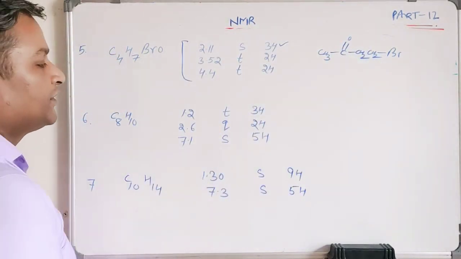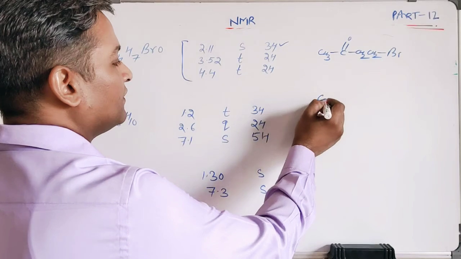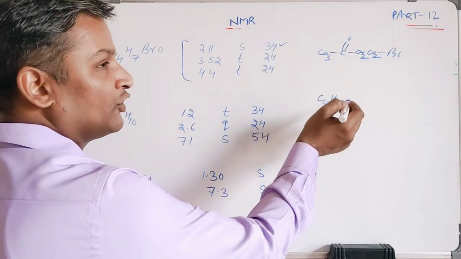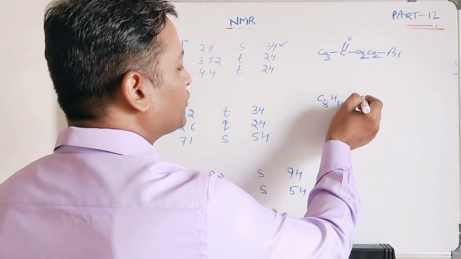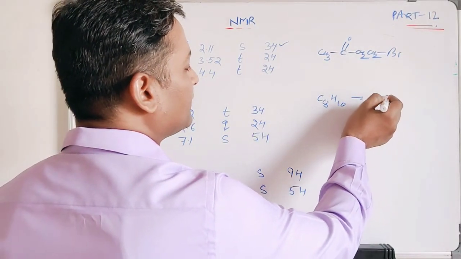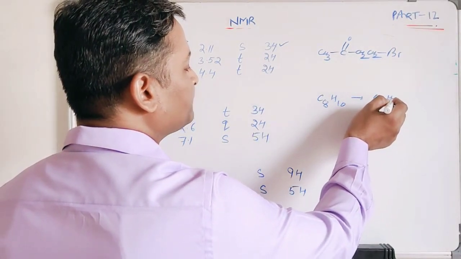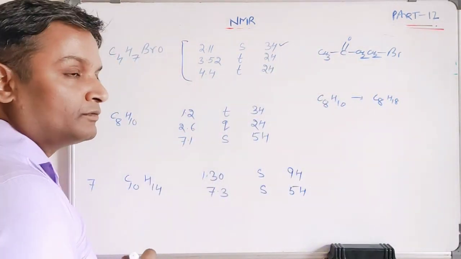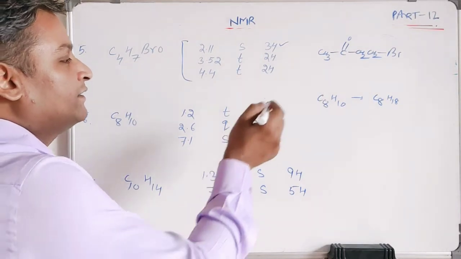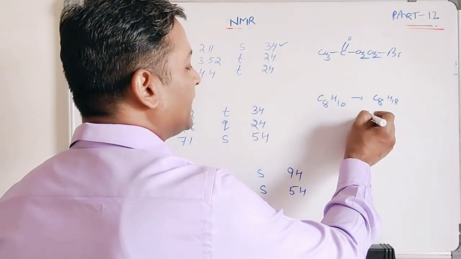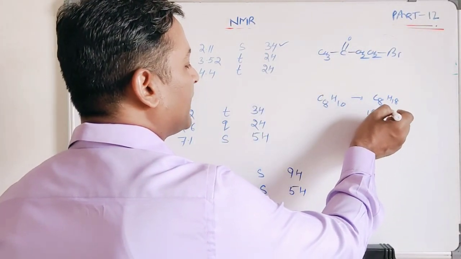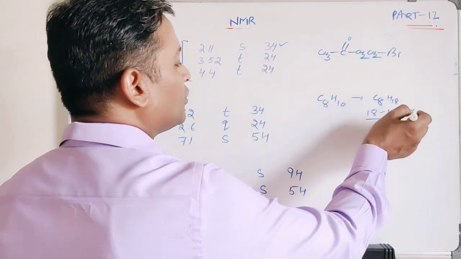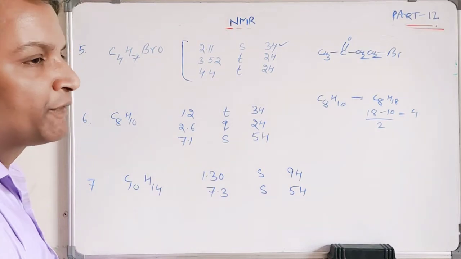Now we are having C8H10. There is no oxygen, no nitrogen, and no halogen. What is the degree of unsaturation? C8H18. So 18 minus 10 divided by 2 is equal to 4. So this compound must be containing 4 degrees of unsaturation.